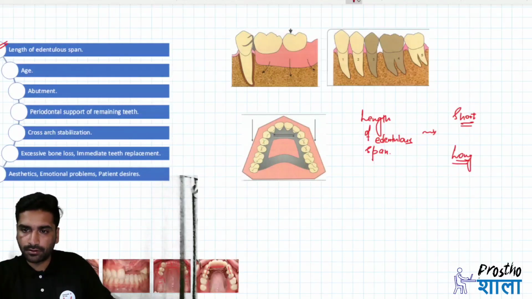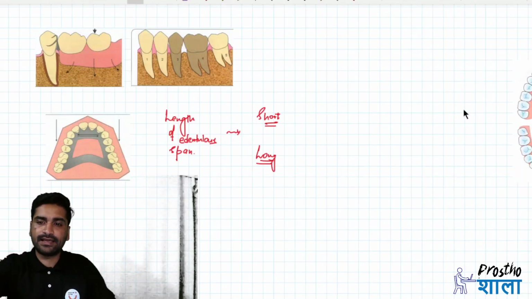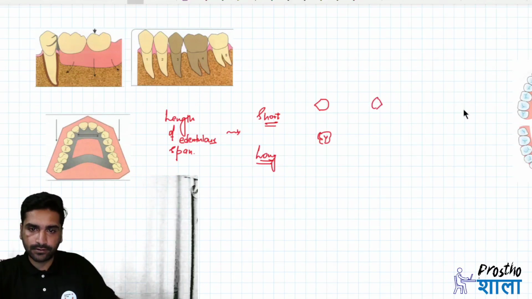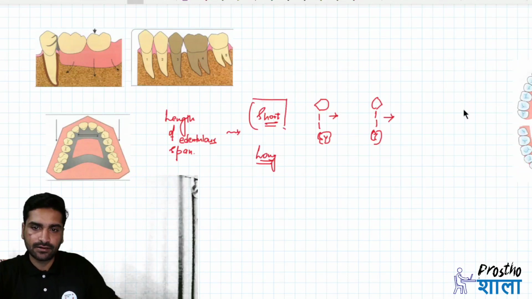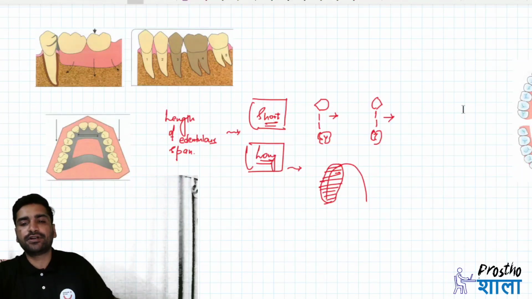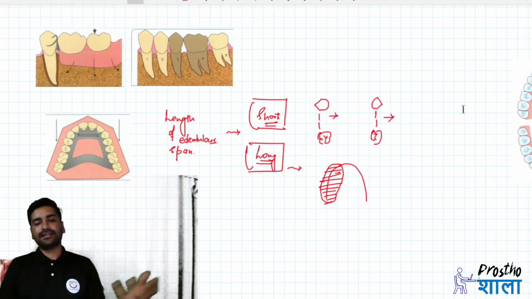Now, say there is one premolar over here, one molar over here, both sides the same situation. So I have only 1 and 2 teeth missing on both sides. This is somewhat like a short span edentulous arch. When we talk about a long span edentulous arch, it will be like in the whole arch from one side this much of the teeth will be absent. So the majority of teeth absent will make it a long span edentulous arch.